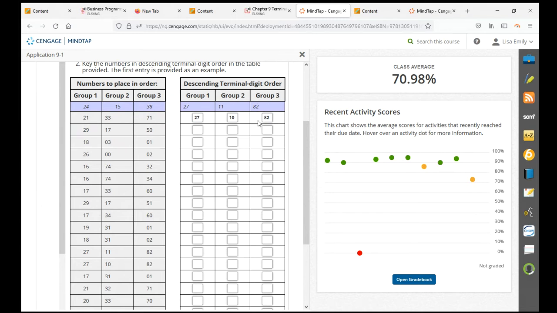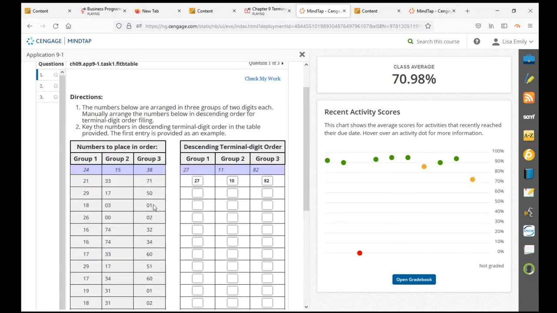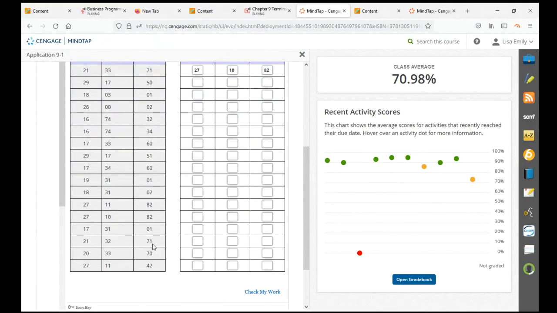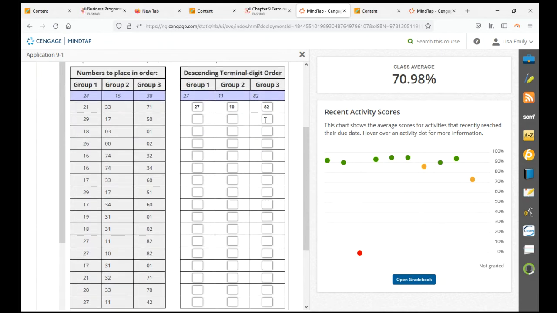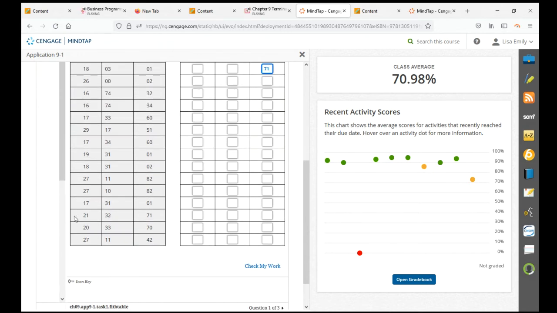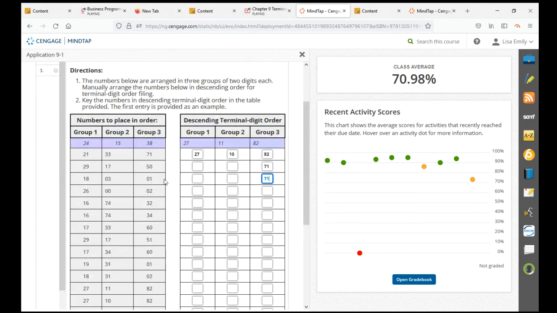Okay, we've got our 2 82s. Those are the 2 highest numbers in this group of 3, group 3. All right, it looks like our next highest number is going to be 71. Well, we've got 2 71s. So I'm going to go ahead and put in 71. And I've got 2133 and 2132. Which of these 2 is the highest number? It's going to be 33, because we're going from highest to lowest.